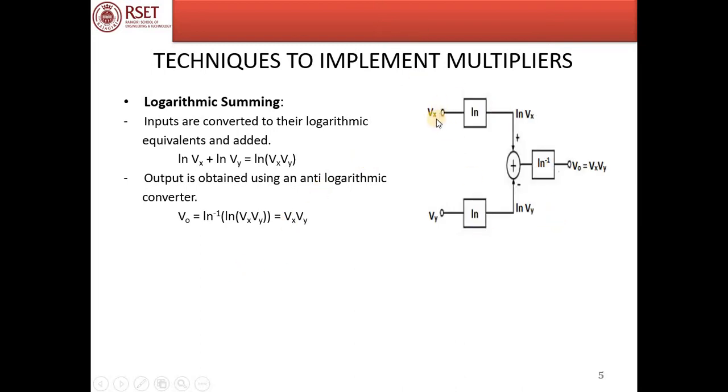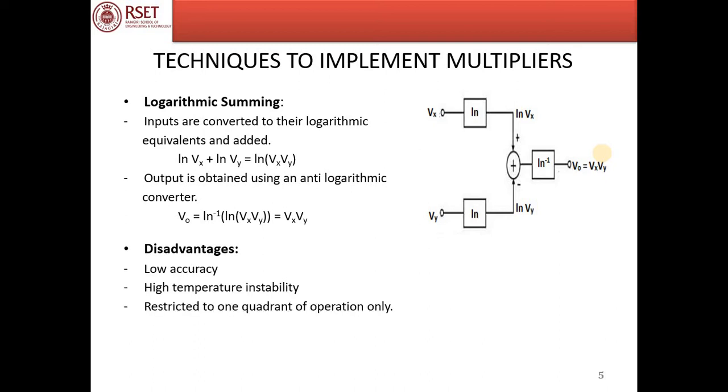This is the circuit. Vx and Vy are supplied to logarithmic amplifiers and its logarithm is obtained. It is added. That is, here we get logarithm of Vx into Vy. When it is provided to an anti-logarithmic amplifier, we get the output as Vx Vy. So this is a simple technique, but it has got several disadvantages. First one is the accuracy is less, and this is highly temperature unstable. Also, the inputs should be positive. That is, the operation of this multiplier is restricted to only one quadrant.